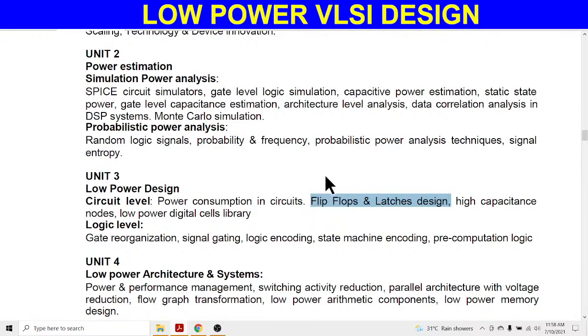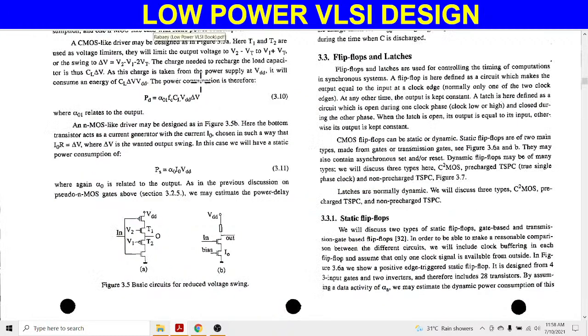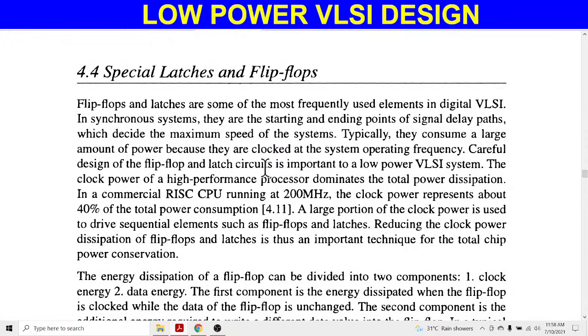I prepared this topic from the Gary Yeap book, and also from the Rabaey book. This is the content from the Rabaey book, and this one is the content from the Gary Yeap book. But I found that the content provided in the Gary Yeap book is very important as compared to the Rabaey book. So I am starting this topic by using the Gary Yeap book.